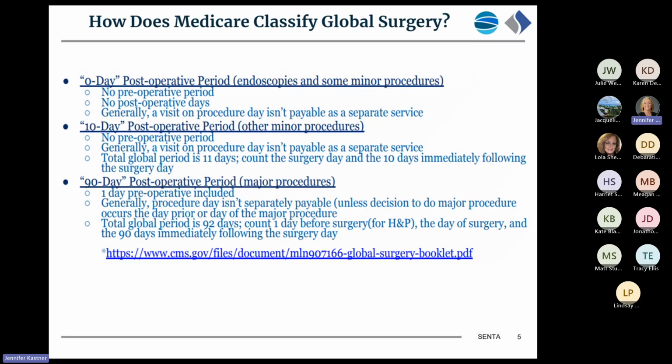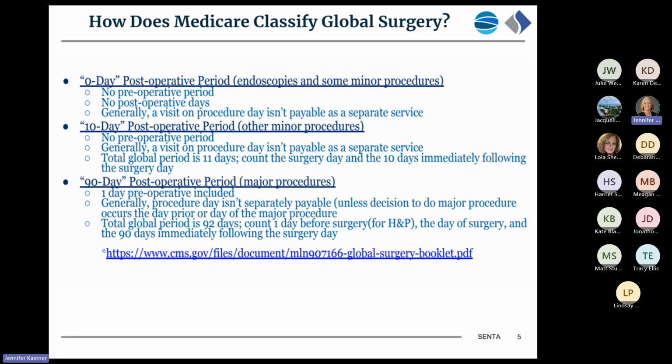But first, let's talk about this slide. This slide goes over the different global surgery periods, which are composed of 0-day, 10-day, or 90-day global period. I want to point out for 0 and 10-day global periods, these are classified as minor procedures, and they are subject to Modifier 25 rules. This information was covered during last month's Lunch and Learn and is available within the Cornerstone Learning module titled Mastering Modifier 25.